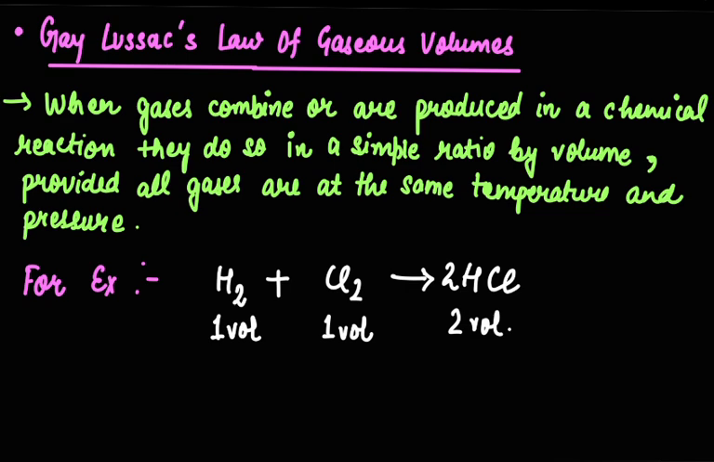Now let's say that there is 20 ml of hydrogen. Then there will be 20 ml of chlorine, but 40 ml of HCl. How? Because it's twice the volume of these two. But this law will only be applicable when all three are in gaseous states.